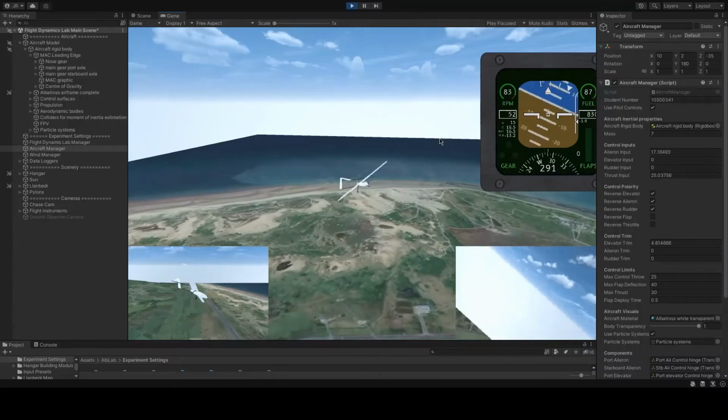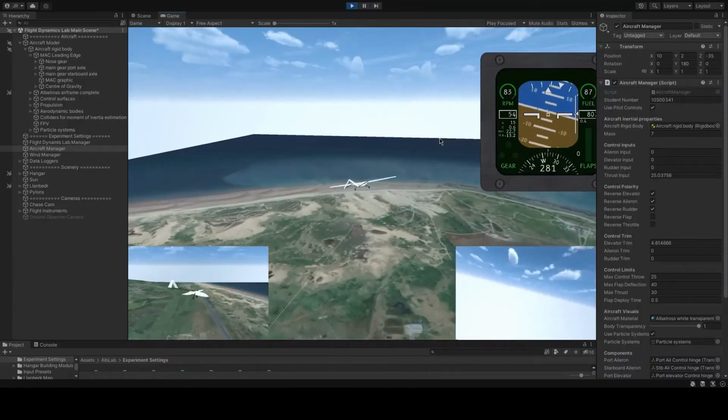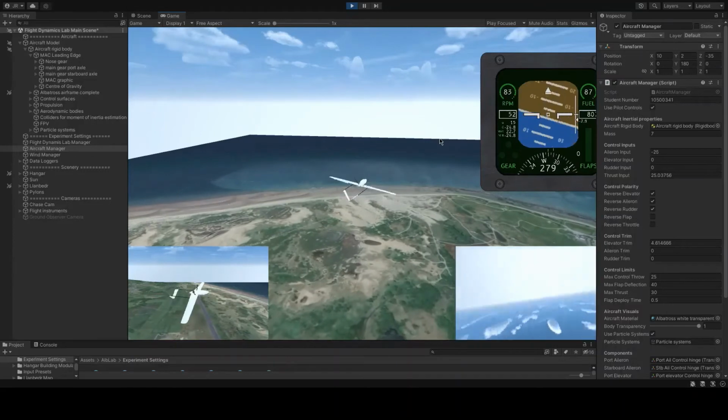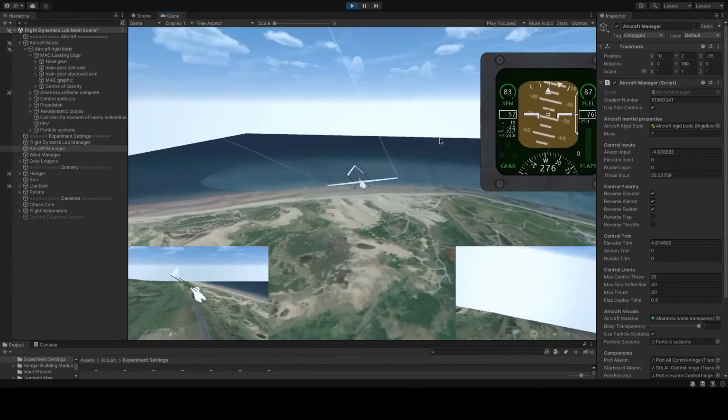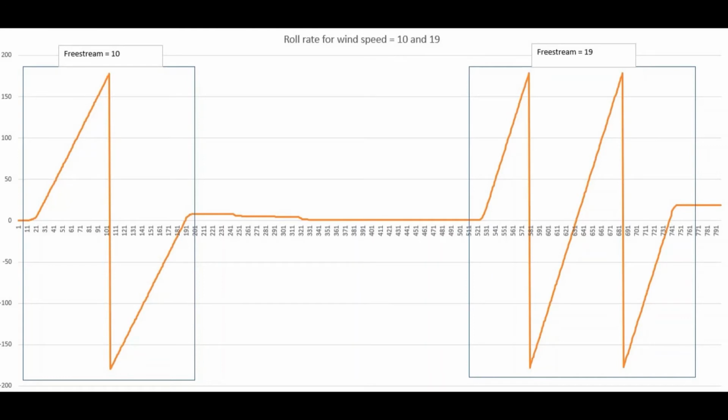Here we can see an Albatross UAV doing some not perfect maneuvers using the rolling characteristics of the aircraft. From this graph we can see that by increasing the free stream velocity of the flow, this allows for a higher roll rate. We can see in the free stream equals 10 section that the roll rate was almost 2 degrees per sampled unit time. And when we increase the free stream to the cruise speed, which is 19, we get 3.27 degrees per time unit sample.